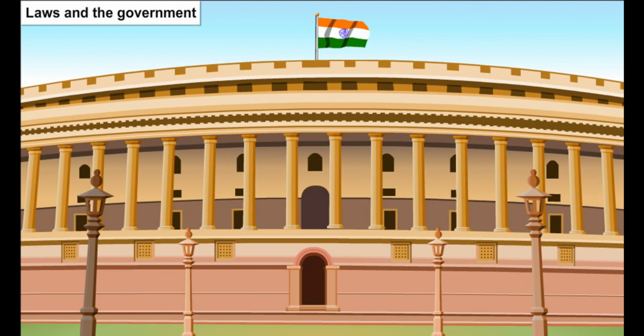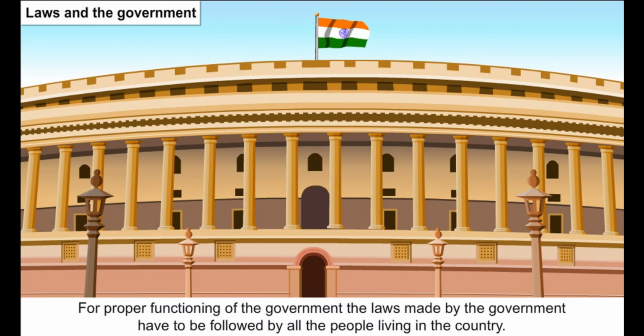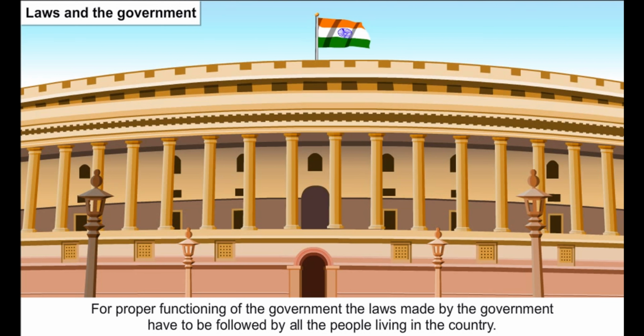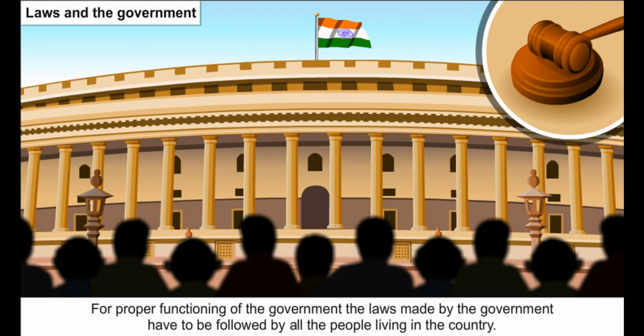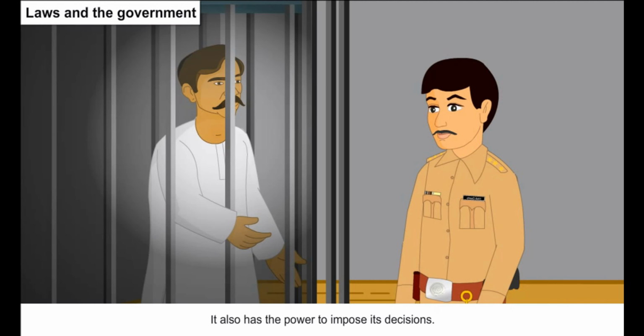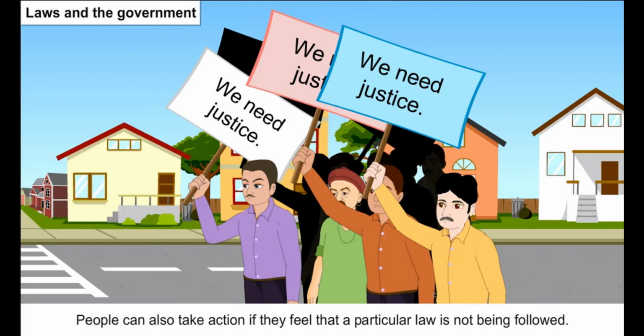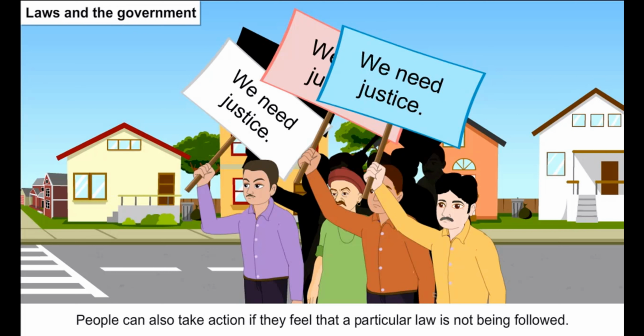Laws and the government. For proper functioning of the government, the laws made by the government have to be followed by all the people living in the country. It also has the power to impose its decisions. People can also take action if they feel that a particular law is not being followed.